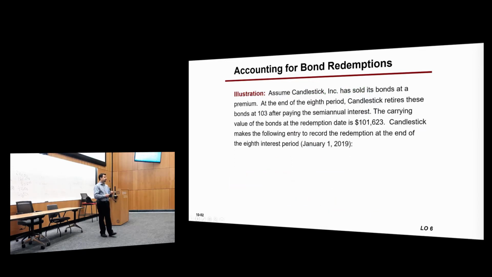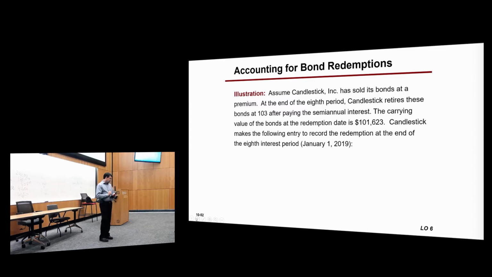Let's see how this is done. You will understand it hopefully better with an example. Assume Candlestick Inc. has sold its bonds at a premium. So when the company originally sold or issued their bonds, they sold them at a premium, which is to mean they sold them at more than face value, right? At the end of the 8th period, Candlestick retires these bonds at 103 after paying the semi-annual interest. So interest is paid. Now they want to redeem them.